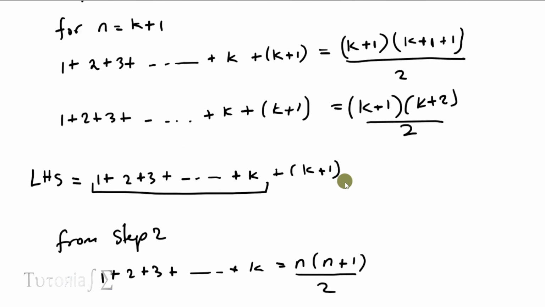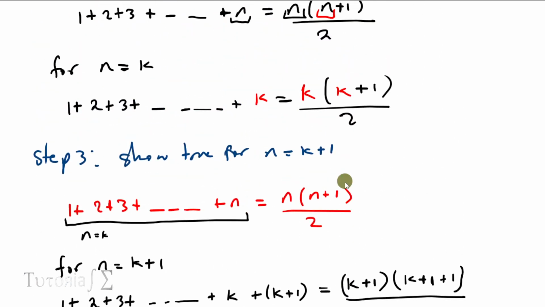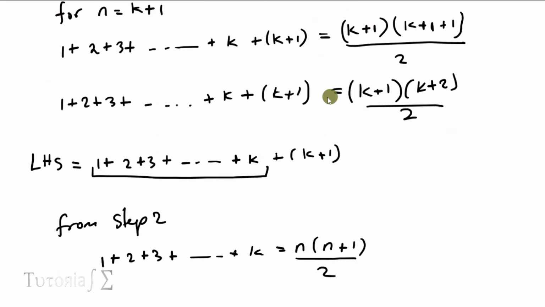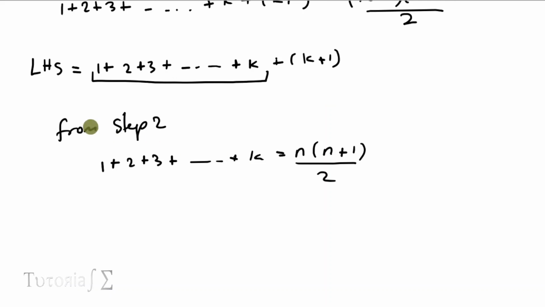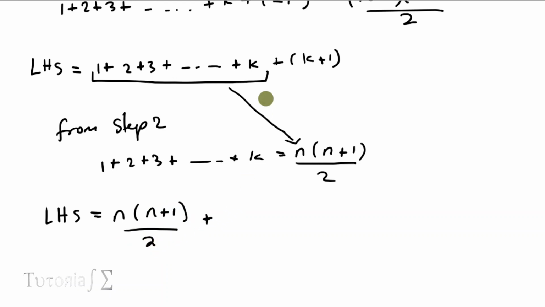So we see that from step 2 here. This is why I said step 3 makes use of step 2. So now, meaning that we're going to replace this part with this. So now the left-hand side will be equal to, so this part will be replaced with this. So we're going to have n open brackets n plus 1 all over 2. Then there is this term here plus this term here, k plus 1.